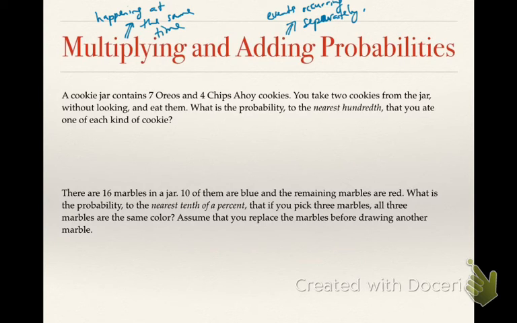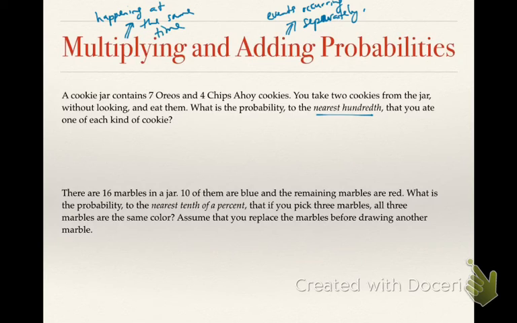Anything that occurs separately is when you add. So let's look at this first example. You have to be a little careful about these because you have to make sure you account for all the different possibilities. A cookie jar contains 7 Oreos and 4 Chips Ahoy cookies. You take 2 cookies from the jar without looking and eat them. What is the probability to the nearest hundredth? So this is indicating how to round your answer and how to represent your answer. The nearest hundredth that you ate one of each kind of cookie.